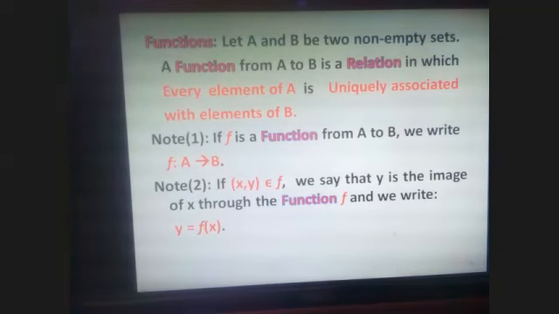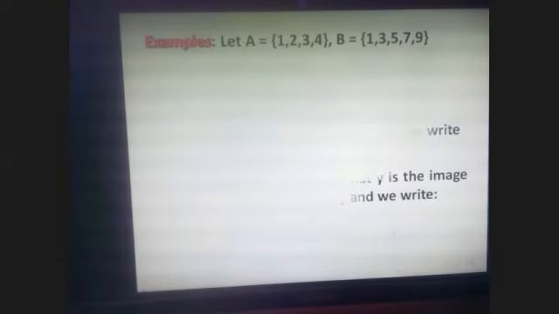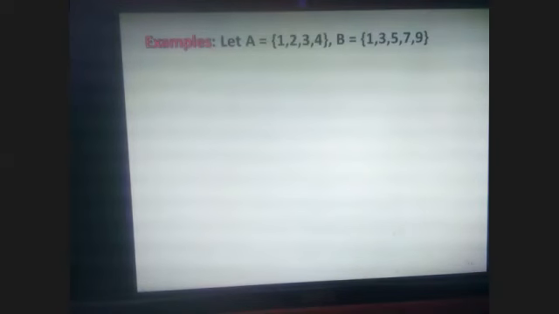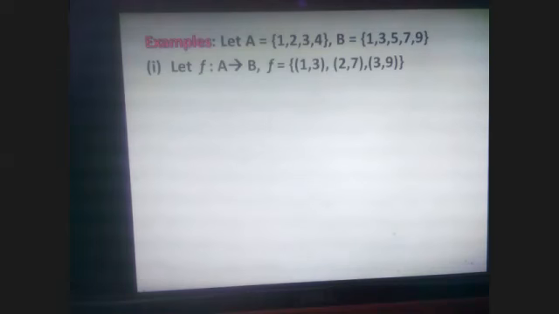Instead of saying a or b or x or y in the relation, we write y equal to f(x). That is the meaning of y equal to f(x). y equal to f(x) means the image of x is y, or (x, y) is a member of f. For example, suppose I have A equal to {1, 2, 3, 4} and B equal to {1, 3, 5, 7, 9}. Let me define f from A to B, f equal to {(1,3), (2,7), (3,9)}.